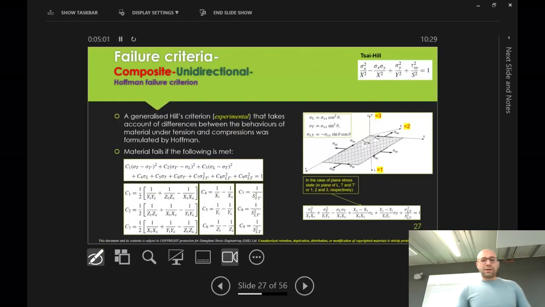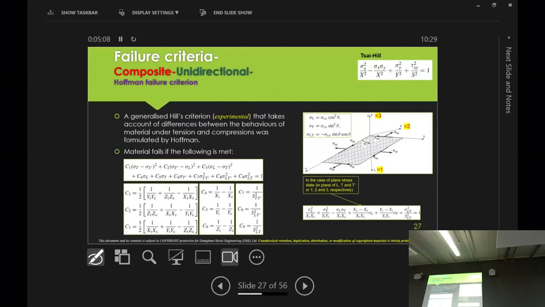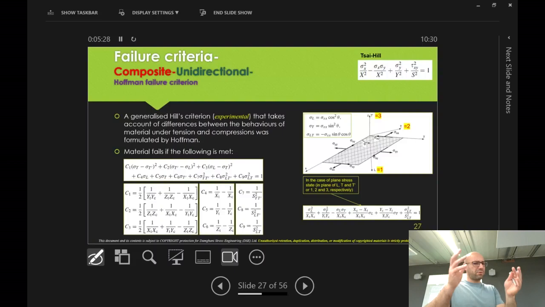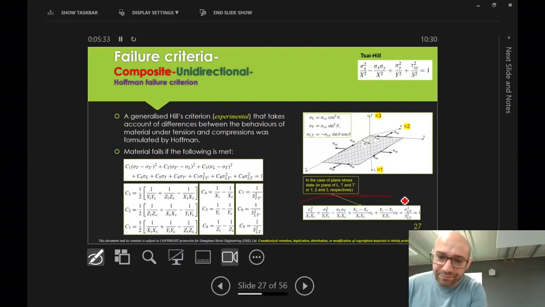So the way that criteria works is, it's all given to you. Because Tsai-Wu was purely experimental, Hoffman decided to improve on it, to add some mathematical logic behind it. So this is a mix of experimental and analytical, mathematical. It was the first attempt to mathematically formulate things as opposed to experimental observations. So Hoffman, probably German, decided to do so, and he came up with this failure criteria.